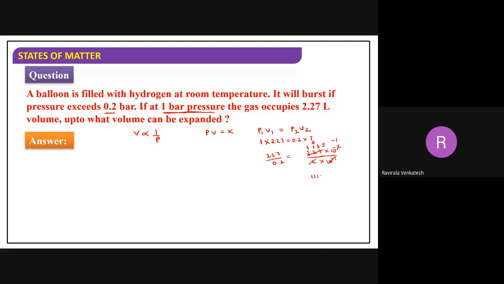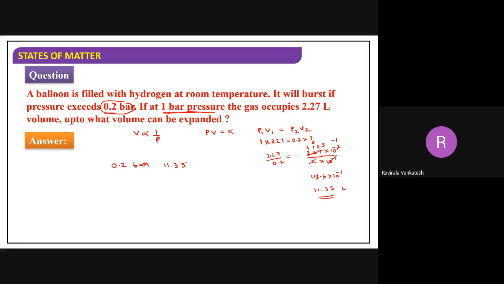See, 113.5 into 10 to the power of minus 1. That will be 11.35 liter. 11.35 liter it is, isn't it? Understood here? So at 0.2 bar pressure, the volume is how much here? 11.35. At 0.2 bar pressure, isn't it? The volume is 11.35. If you exceed this pressure, if you increase the pressure, then it will burst.